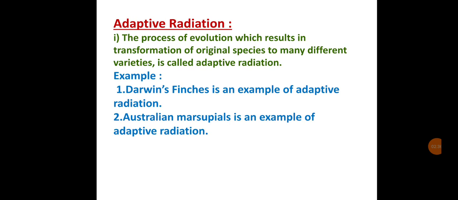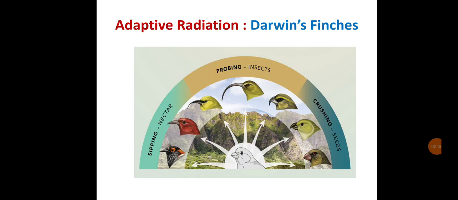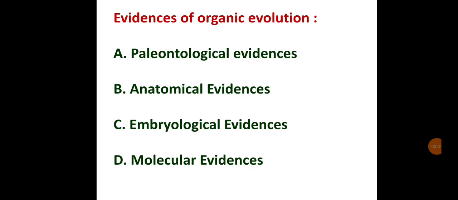Adaptive radiation. The process of evolution which results in the transformation of an original species into many different varieties is called adaptive radiation. Darwin's finches are an example of adaptive radiation. Australian marsupials are also an example of adaptive radiation. Here, this diagram shows Darwin's finches.